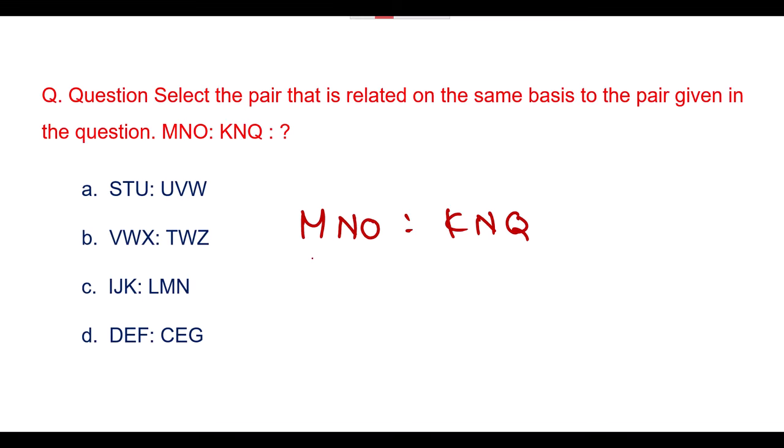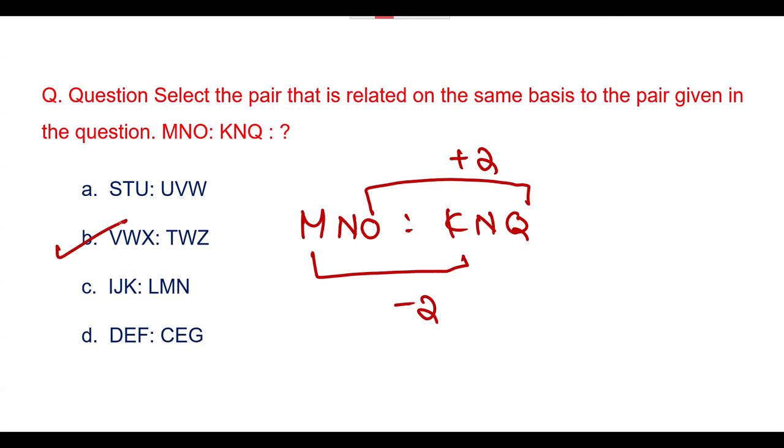This is minus 2. Last one is plus 2. Middle one as it is. First one minus 2, last one plus 2. That's available in B option. V minus 2 is T. Middle W as it is. X plus 2 is Z. Middle one as it is.